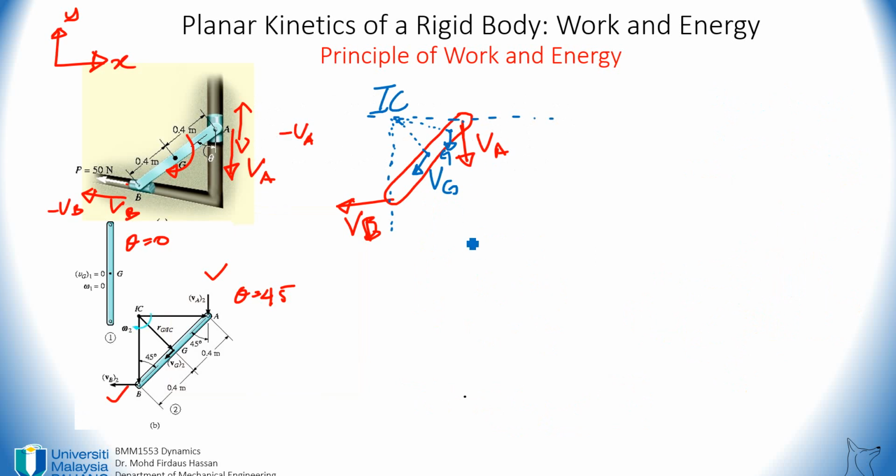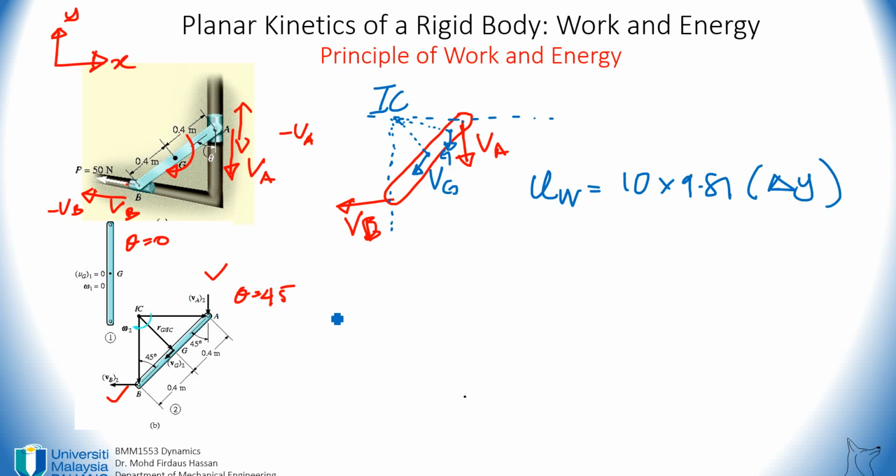And then, if we calculate the work done by the weight, W. What is W? From the figure here, the weight is 10 kilogram. The W is 10 times 9.81 times delta y. What is delta y?